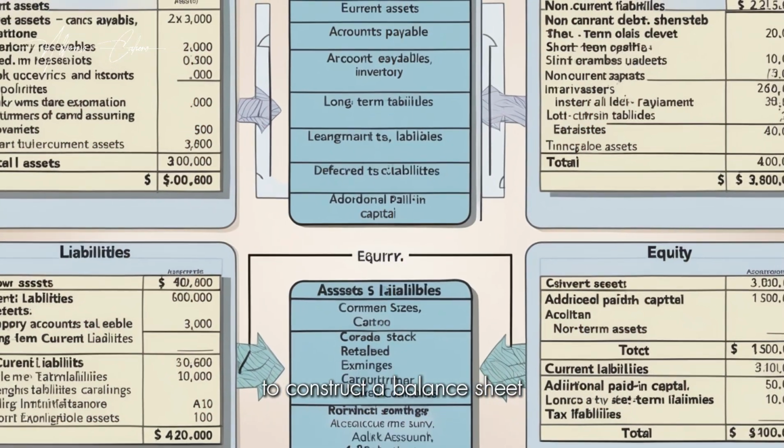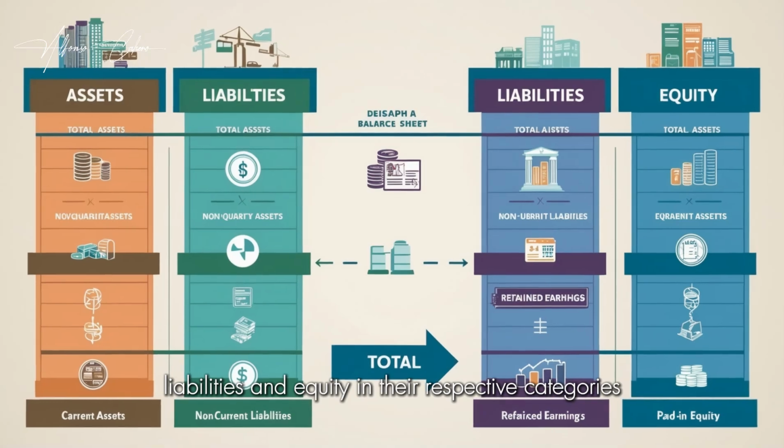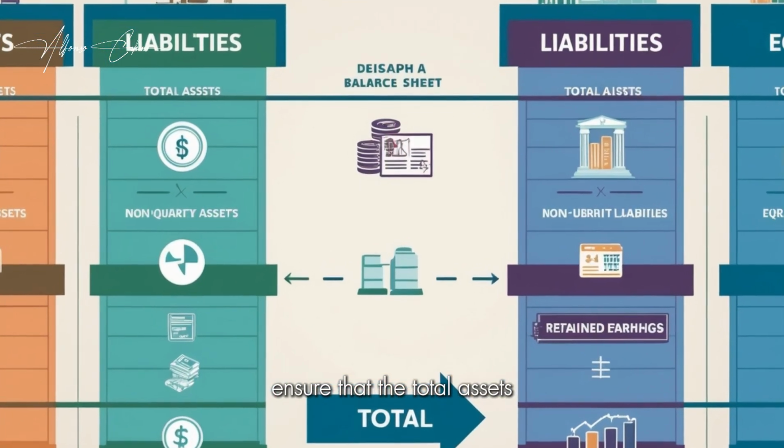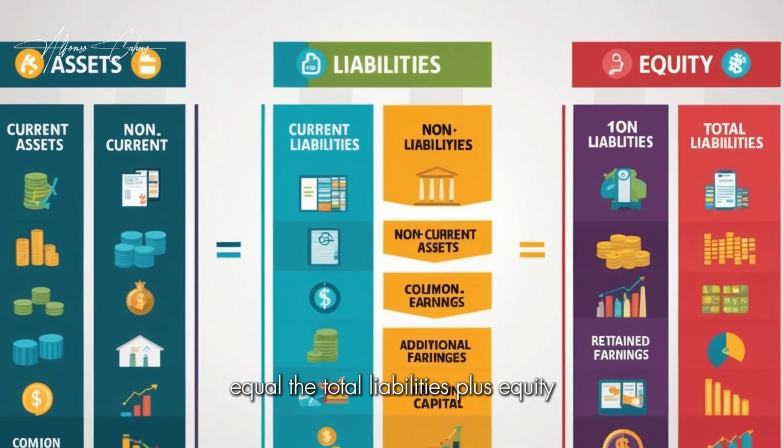To construct a balance sheet, list all assets, liabilities, and equity in their respective categories. Ensure that the total assets equal the total liabilities plus equity.